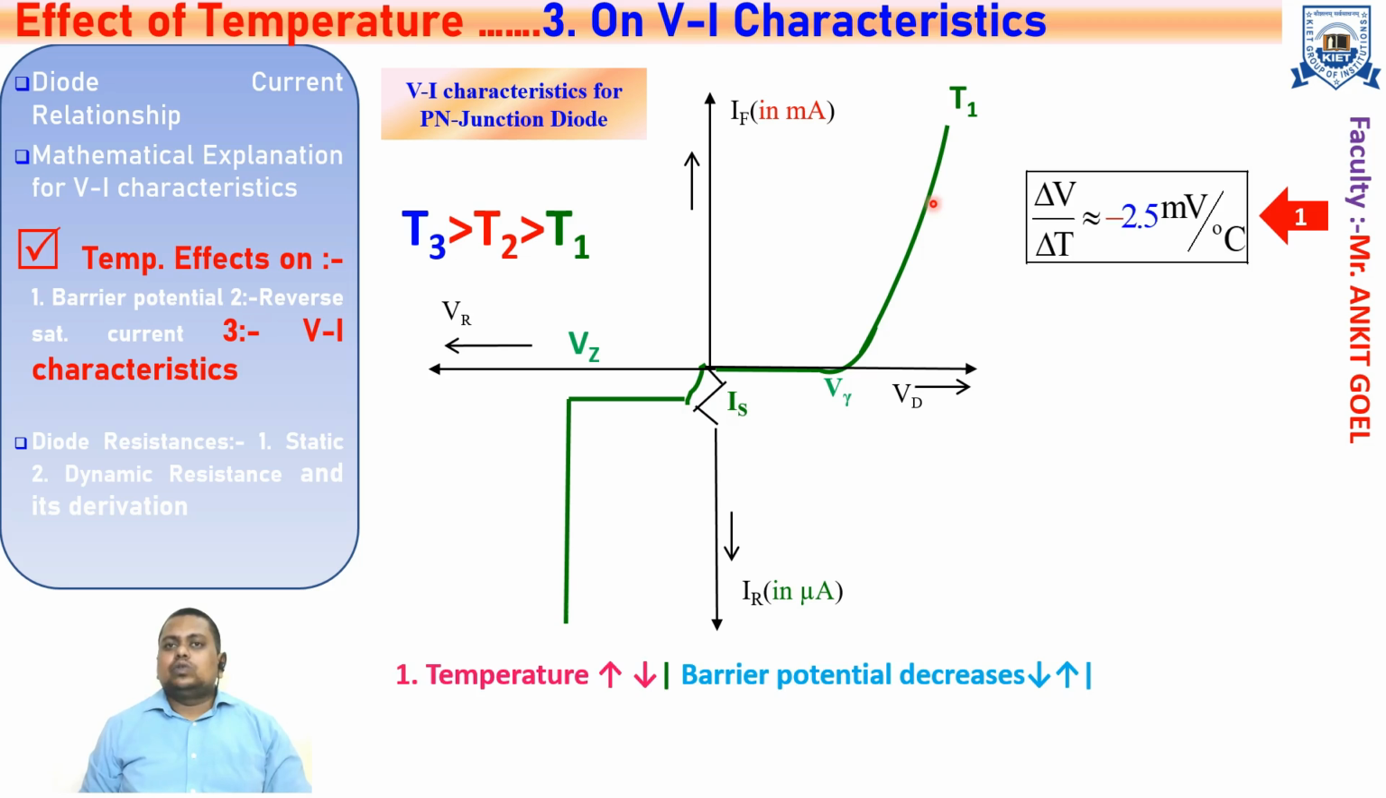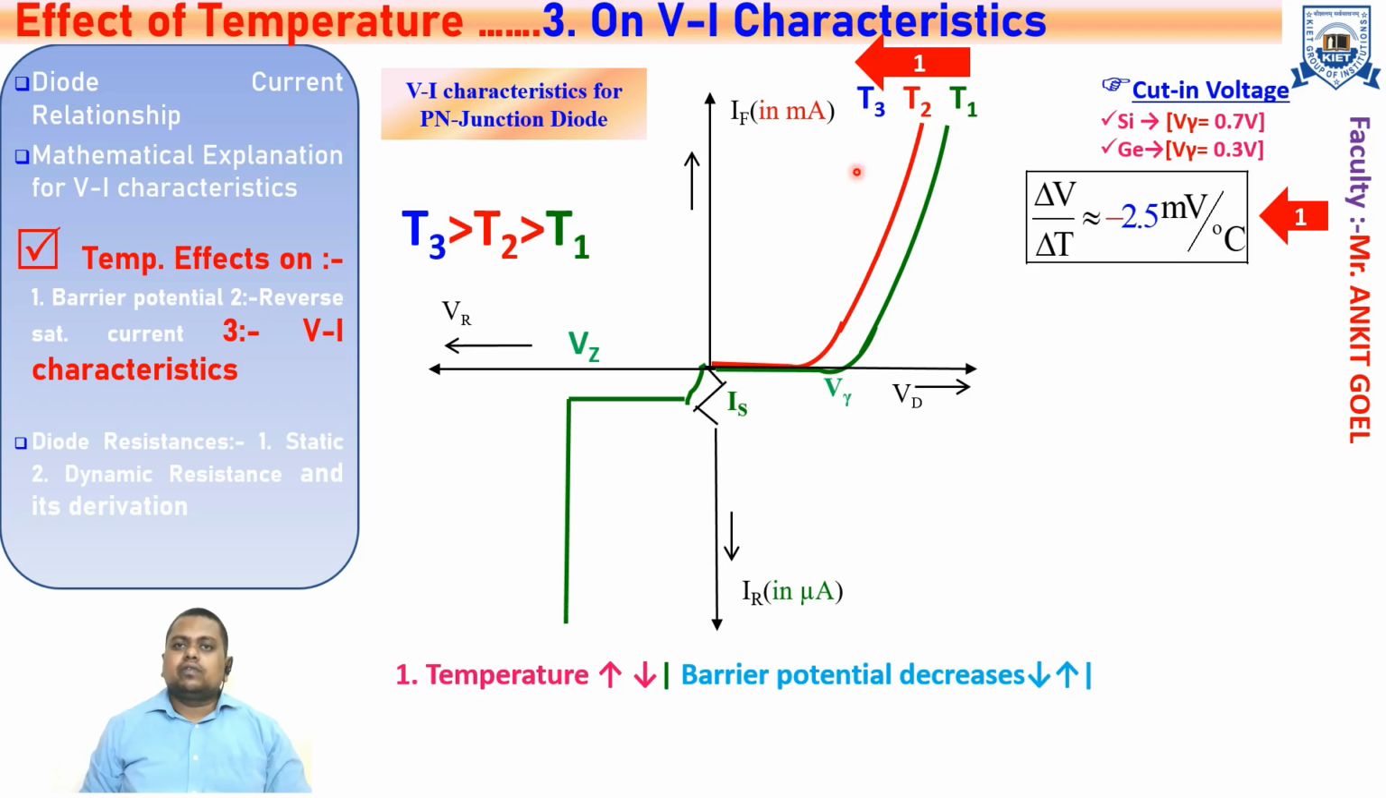So as soon as the temperature is increased, we have seen that the barrier potential has decreased by 2.5 millivolt. So if the temperature is increased, your barrier potential will decrease and your curve will be shifted towards the left, right? Now let's see the effect of the temperature on the reverse saturation current.